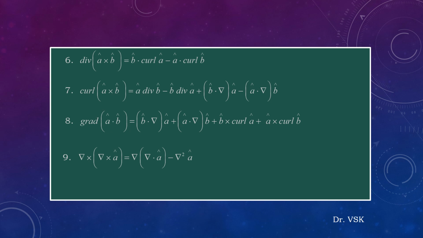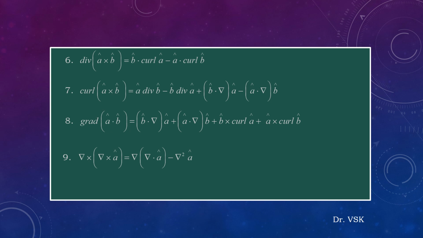Coming to the RHS of this particular identity, it is the gradient of the divergence of A cap minus del square A cap. If you see the first term of this identity, that is the gradient of divergence A cap. It can also be written as del of del dot A cap. It's a vector minus del square A cap.